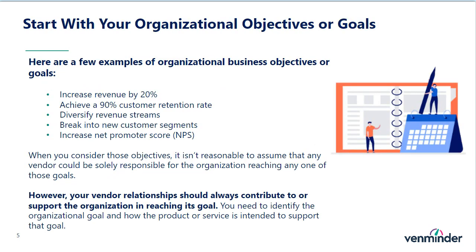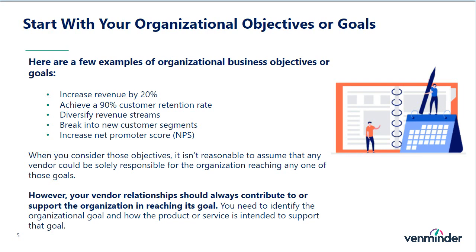So how do we get started with this process? Well, I want you to start with your organizational objectives or goals. And I know everyone wants to jump in with metrics and SLAs, but good performance management really starts before you ink the contract. It really even starts before you select your vendor. It starts with understanding how that vendor is going to support your organizational objectives or goals.